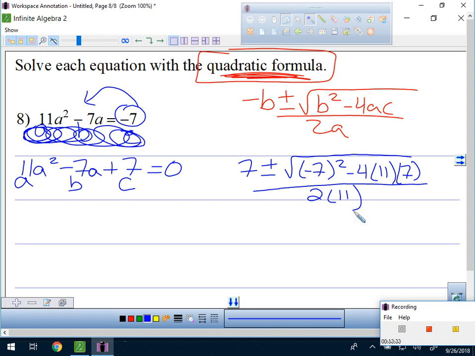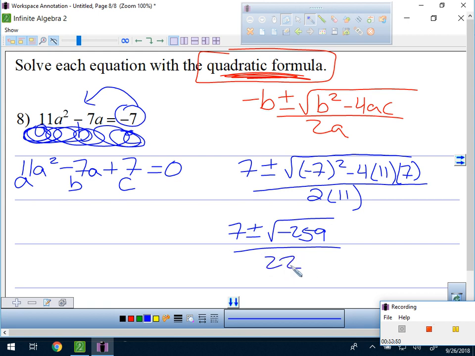So just type in negative 7 squared minus 4 times 11 times 7. If you got negative 259, you're good to go. All right, so here's what we're going to have: 7 plus or minus the square root of negative 259 over 22.